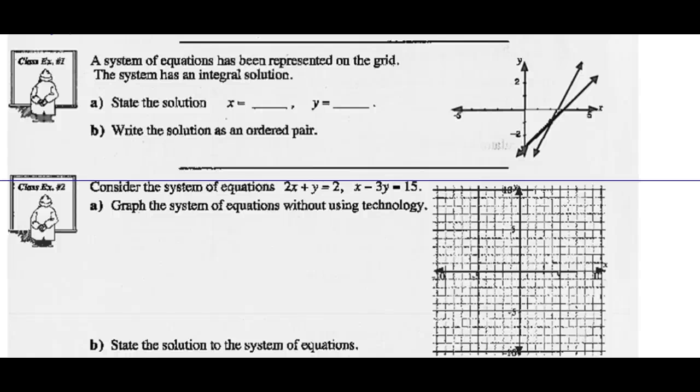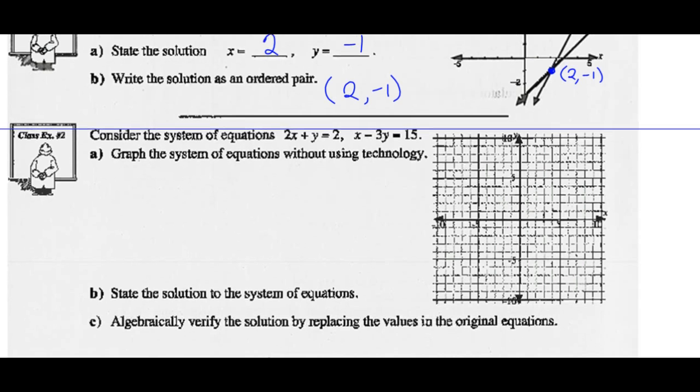Well, we're looking for the point of intersection. Looks to be right about here. The coordinates of that point are x is 2, y is negative 1. Those would be the solutions. X is 2, y is negative 1. Write the solutions in order of pair. Well, we did that on the graph. 2, negative 1.